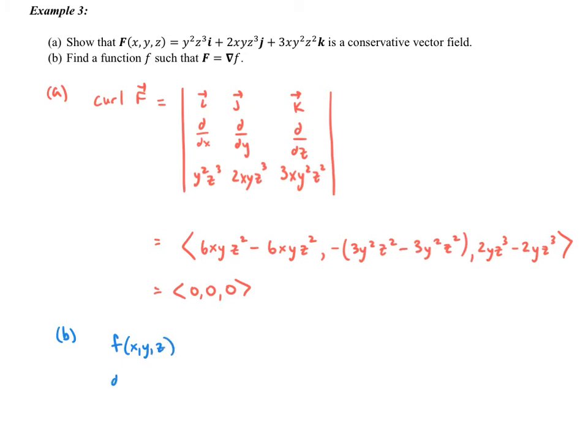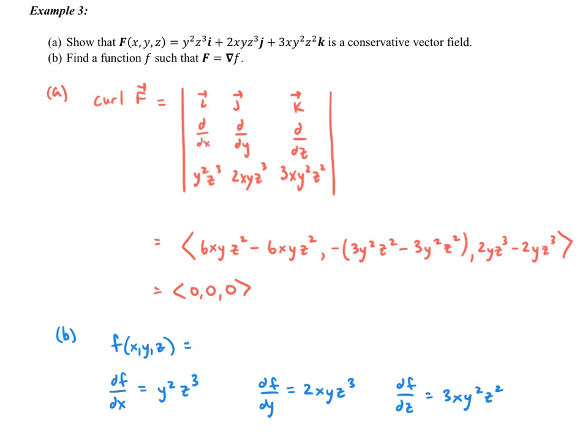So remember, what we're looking for is a function of x, y, and z such that the partial derivative of f with respect to x is equal to the first component. The partial derivative of f with respect to y is the second component. And the partial derivative of f with respect to z is the third component. So that's what we're looking for here.